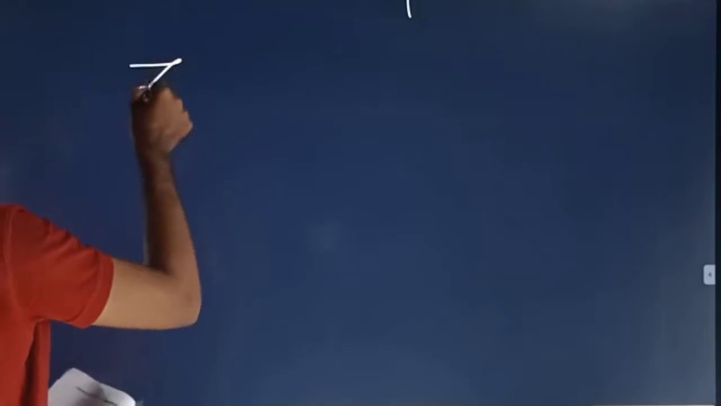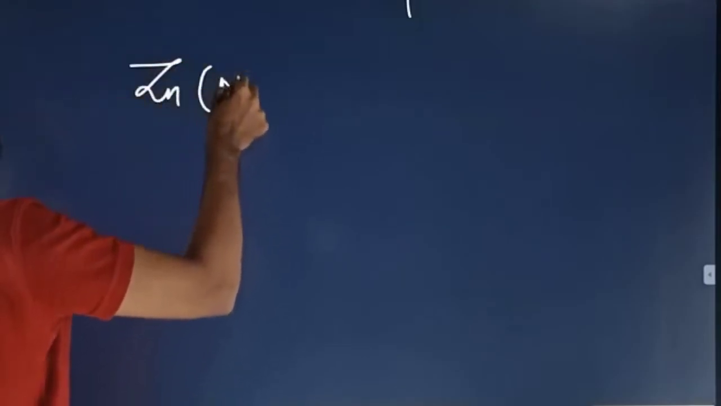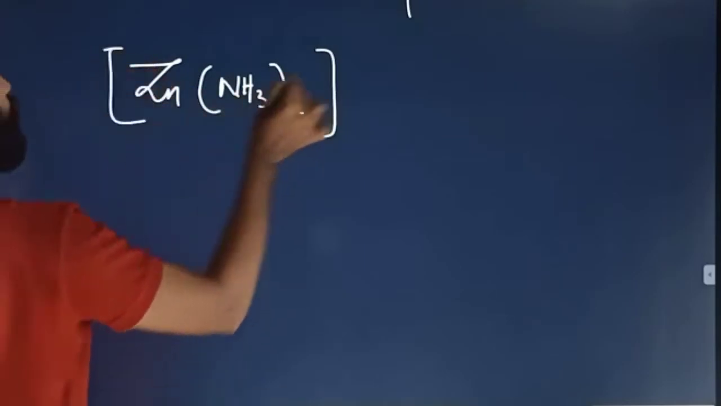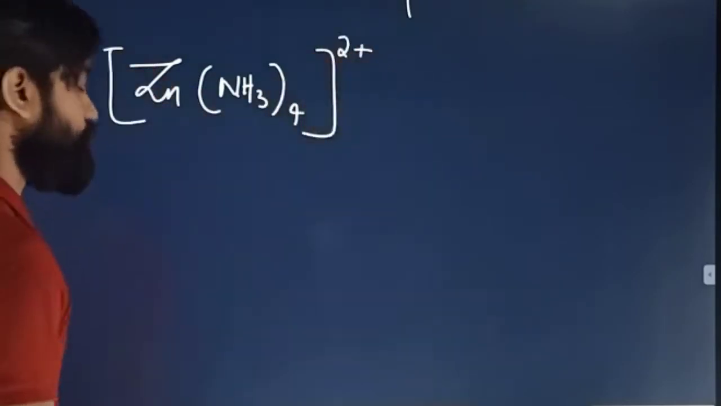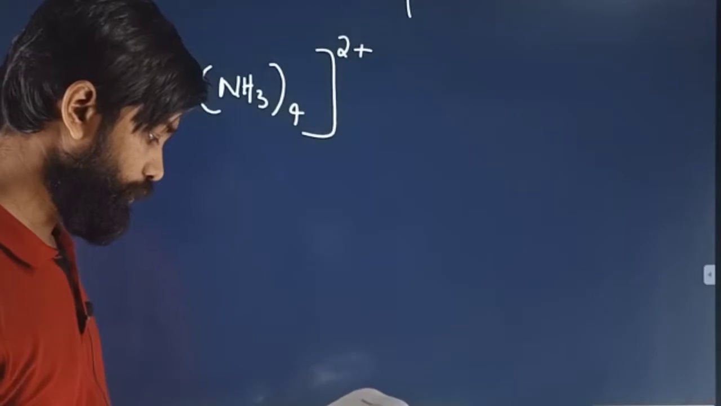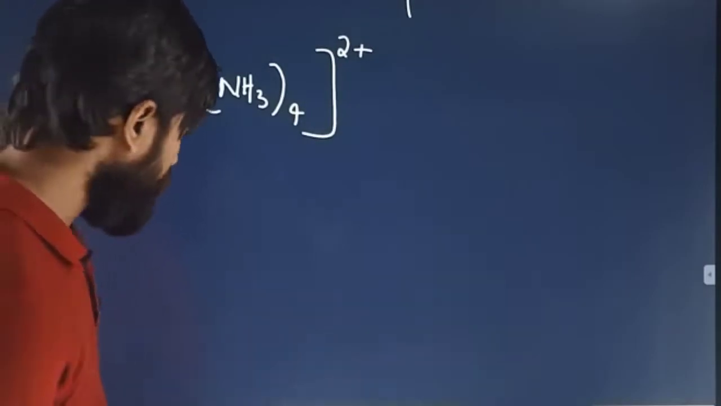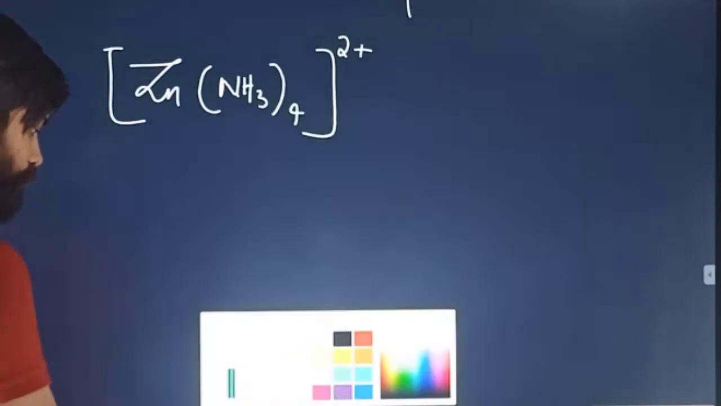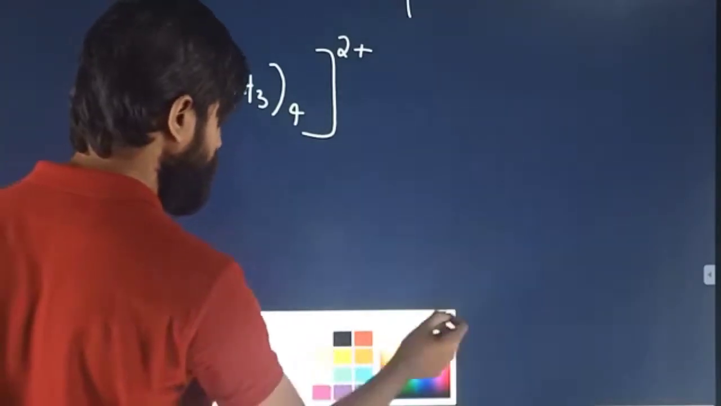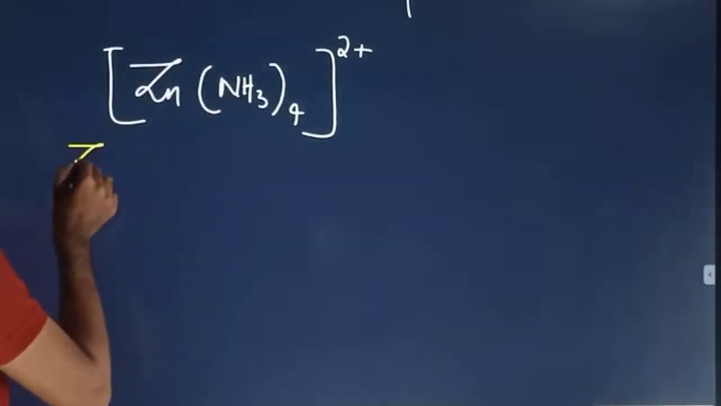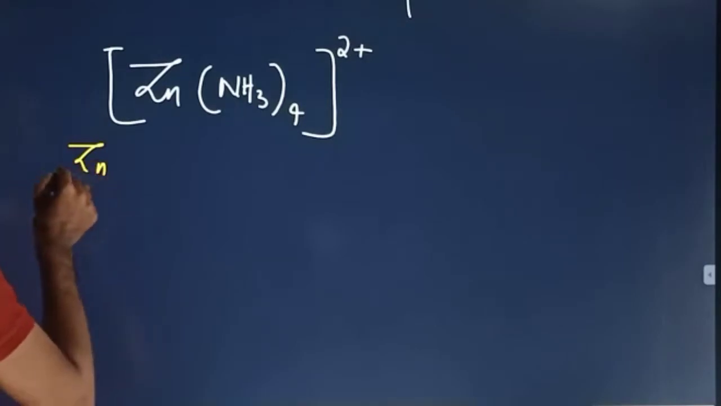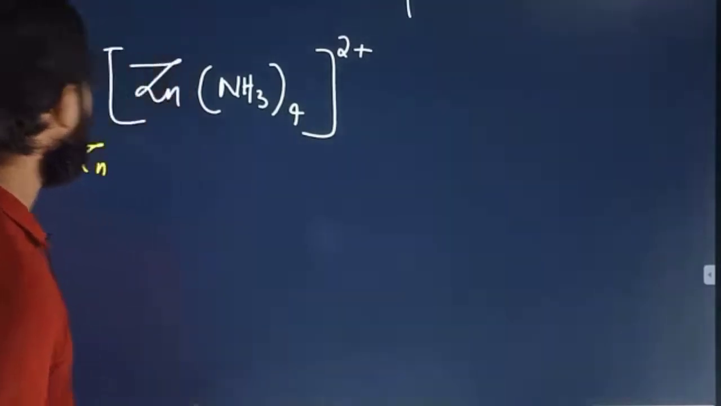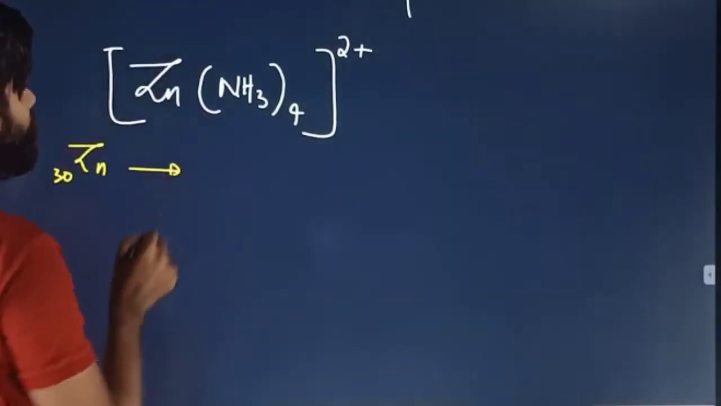The next is [Zn(NH3)4]2+. Ready? Ammonia is a strong ligand, right? So what about the zinc? Zinc has atomic number 30.